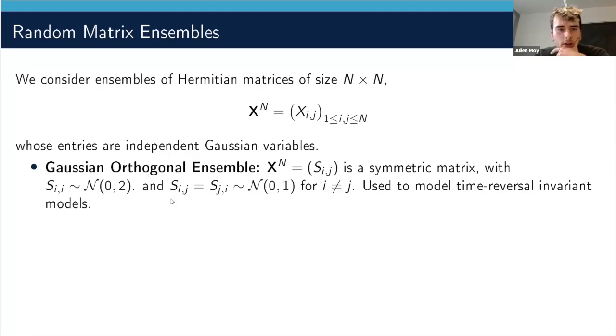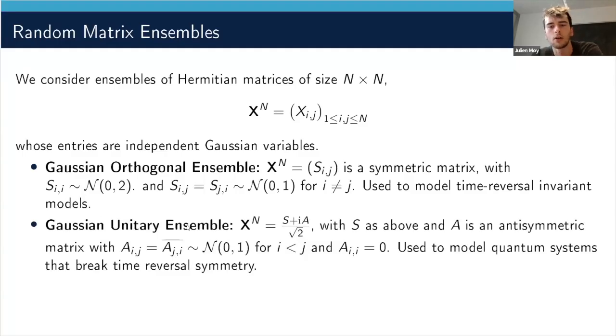And there is another model of random matrix that is used to describe quantum systems that are supposed to break time reversal symmetry. So what you do is you take not a symmetric matrix, but a Hermitian matrix. I forgot to say, but S and A are real. So here you take Xn that is S plus iA with A antisymmetric, and you put also Gaussian laws for the coefficients of the antisymmetric matrix with these conditions.